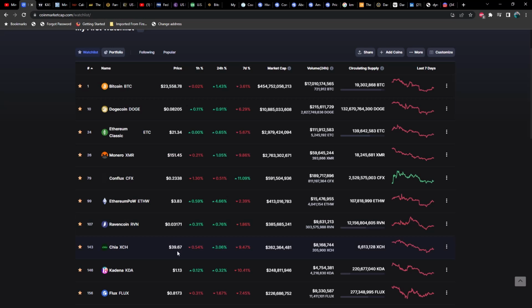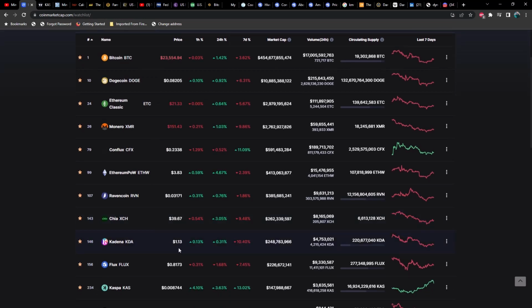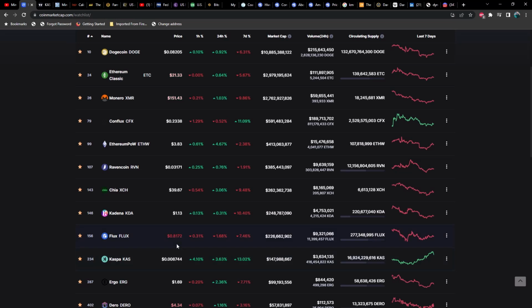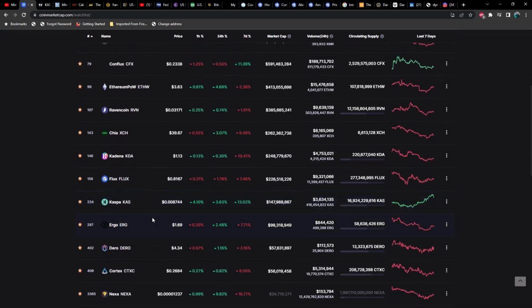Then we've got Chia at $39.67, Kadena at $1.13. Flux has pulled back about 7.5% over the last 7 days. It's currently sitting at 81 cents. Caspa has had a nice run here the last 24 to 48 hours. It's up about 13% on the week and about 3.6% on the last 24 hours, currently sitting at 0.008744. We got all the way up over 0.0091, I believe, but it's pulling back a little bit now.